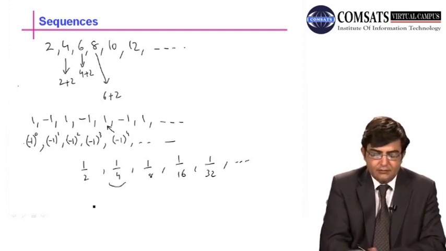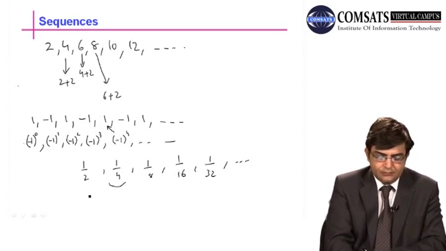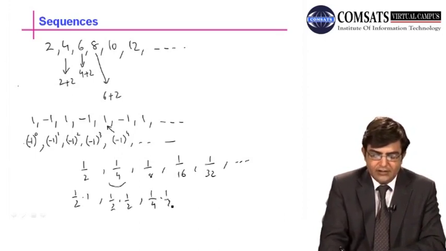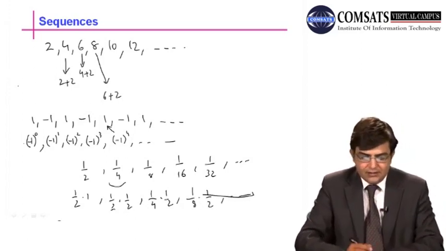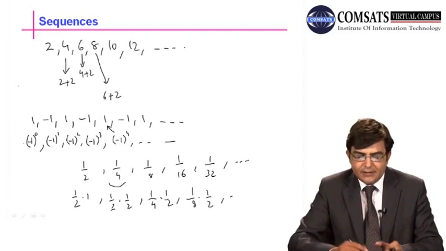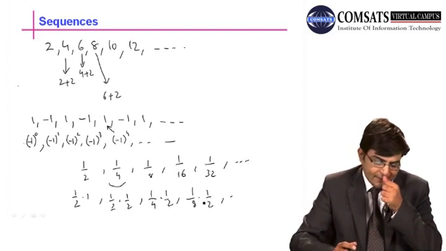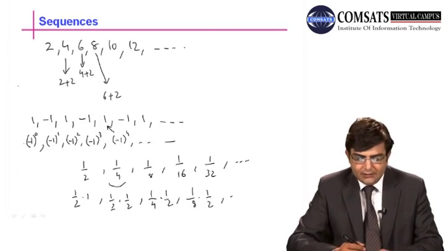Each next term of a sequence is obtained by multiplying the previous term by 1 by 2. For example, this is 1 into 1 by 2, next is 1 by 2 into 1 by 2, next is 1 by 4 into 1 by 2, next is 1 by 8 into 1 by 2, and so on. So the next term is obtained by adding, subtracting, multiplying, or taking a power of the previous term by some number.